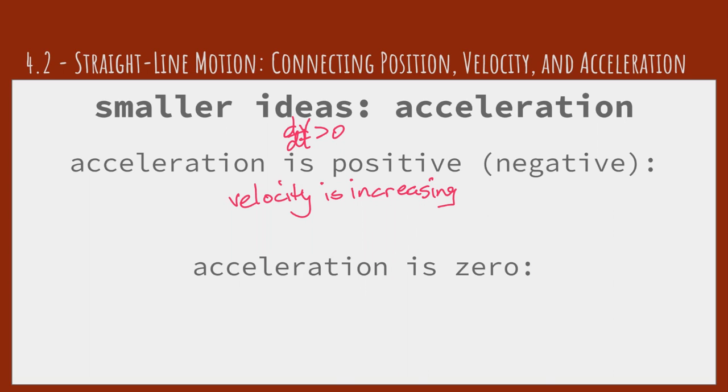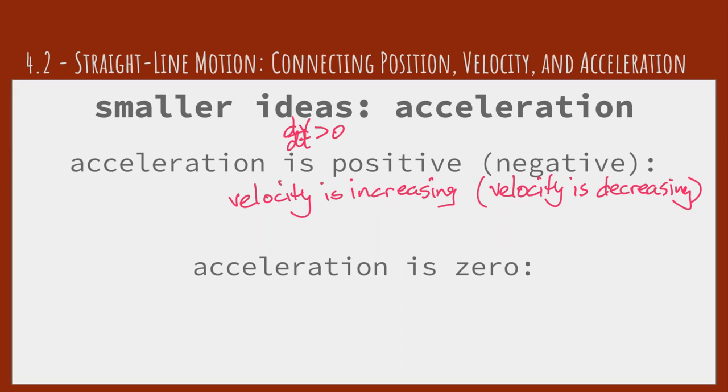So right now we're just going to say a positive acceleration means that the velocity is increasing, or a negative acceleration means that the velocity is decreasing. But whether or not we're speeding up or slowing down depends on if the acceleration is positive or negative, and if the velocity is positive or negative. And we'll get into that in a moment.